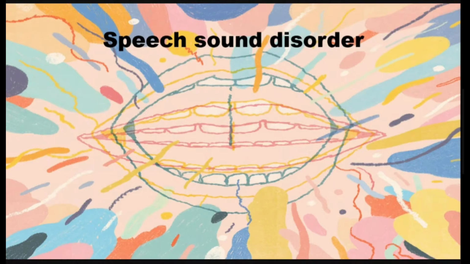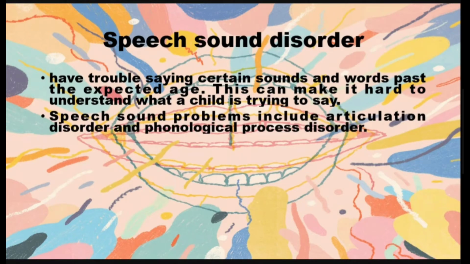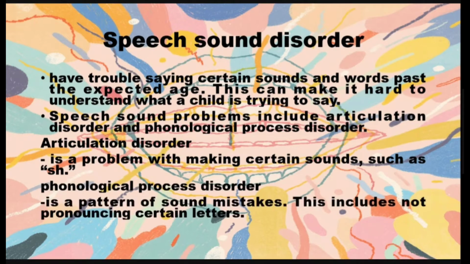Now, speech sound disorder. Children have trouble saying certain sounds and words past the expected age. This can make it hard to understand what a child is trying to say. Speech sound problems include articulation disorder and phonological process disorder. We will discuss both of these now, and please take note. Articulation disorder is a problem with making certain sounds, such as sh. So that is articulation disorder, just as I stated a while back when I was discussing articulation. Second is phonological process disorder. It's a pattern of sound mistakes. This includes not pronouncing certain letters.